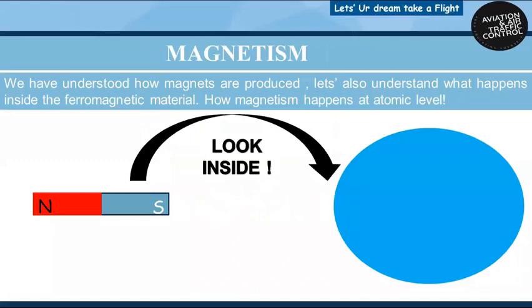We have understood how magnets are produced. Let's also understand what happens inside the ferromagnetic material, how magnetism happens at the atomic level.